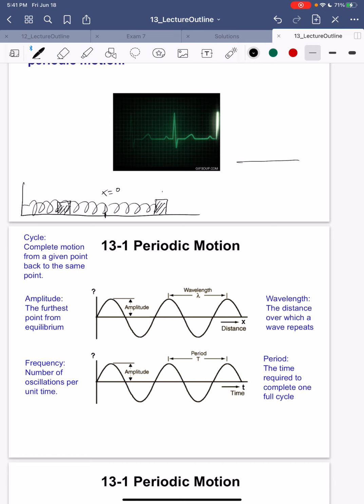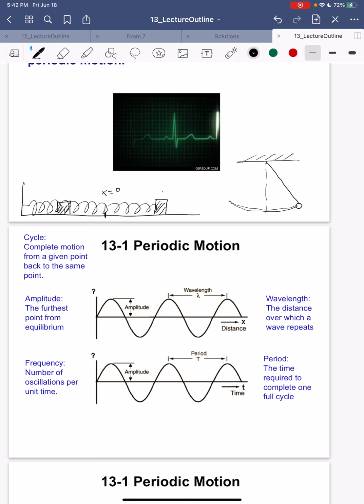When I talk about the pendulum, this is my equilibrium, and the pendulum goes here and then here and then comes back. This is one complete cycle. There is always a misunderstanding related to this point, and this is the reason why I'm bringing it to your attention.